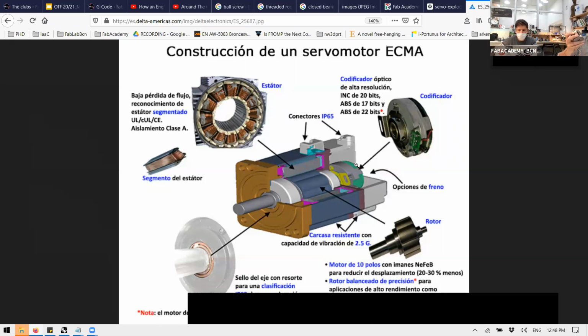Because how the coils are inside is not exactly a stepper motor. It's what is called a brushless. That is another type that for machines in general we never use.